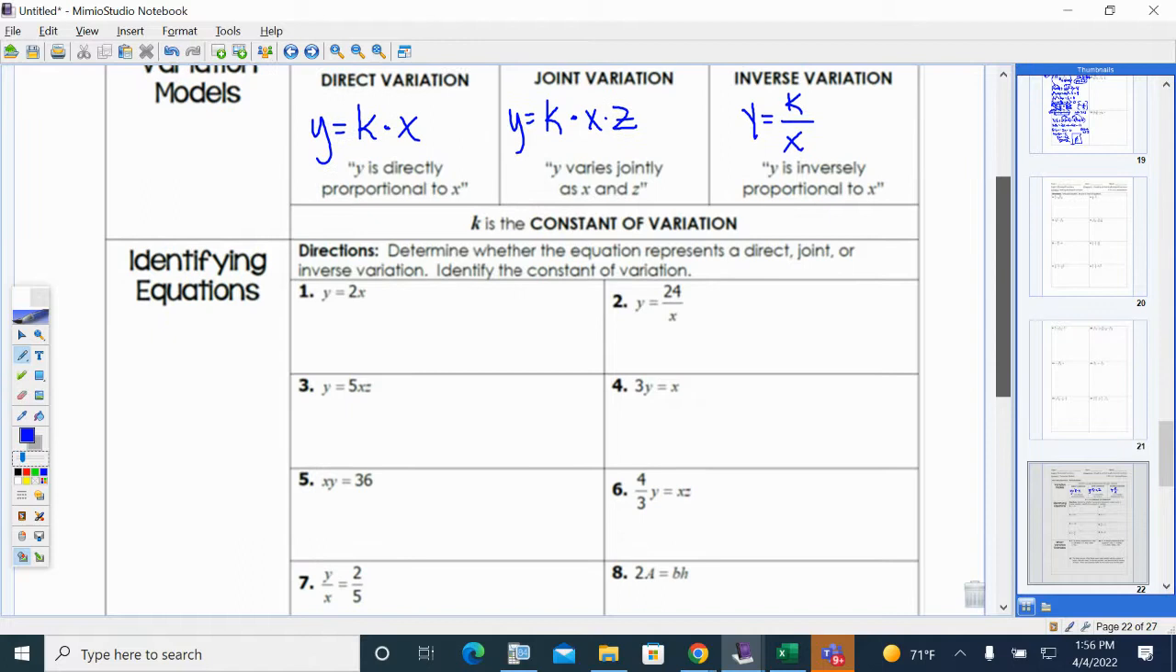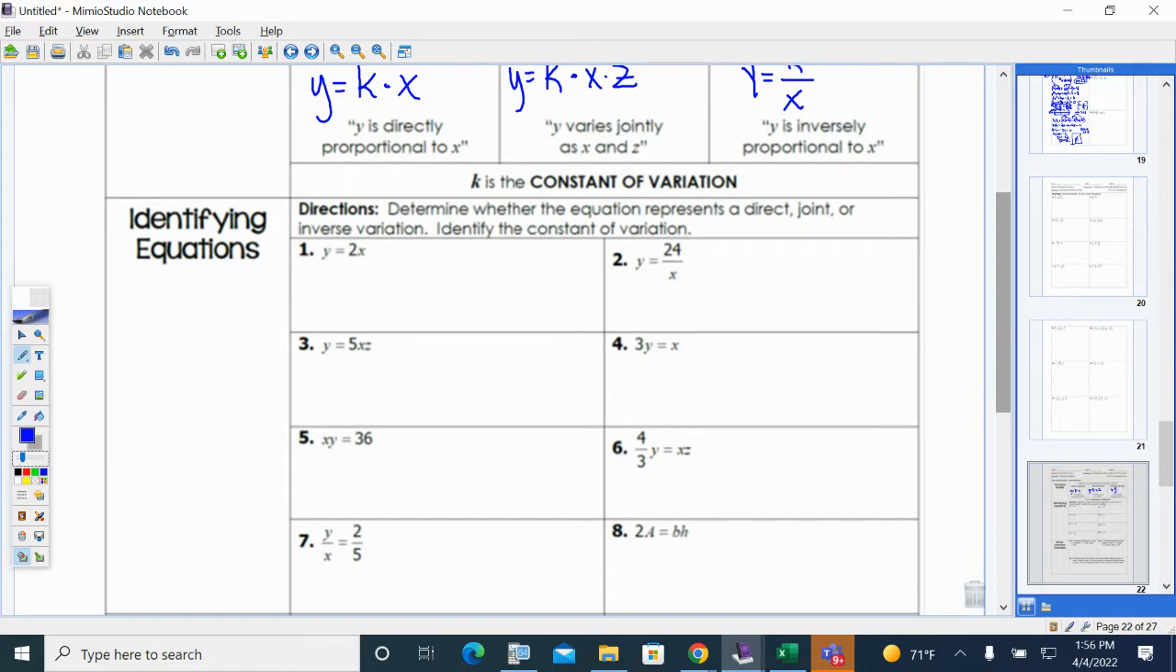So in this next section, it says in the directions to determine whether the equation represents a direct, joint, or inverse variation, and then identify the constant of variation. I'll give you a little hint. In order to determine what k is, it's easier if you've got it set to y equal, okay? And that goes for every single one of these.